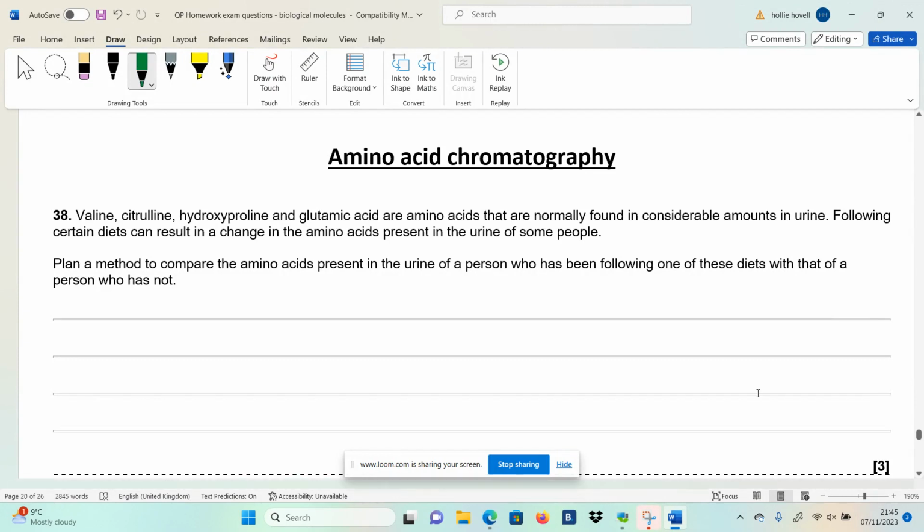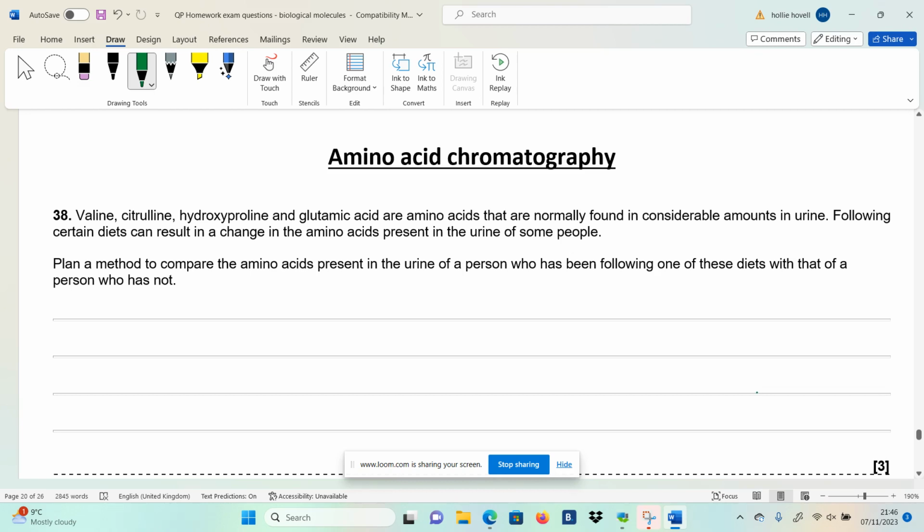So it's question 38. Valine, citrulline, hydroxyproline and glutamic acid are amino acids that are normally found in considerable amounts in urine. Following certain diets can result in a change in the amino acids present in the urine of some people. Plan a method to compare the amino acids present in the urine of a person who's been following one of these diets and a person who has not.